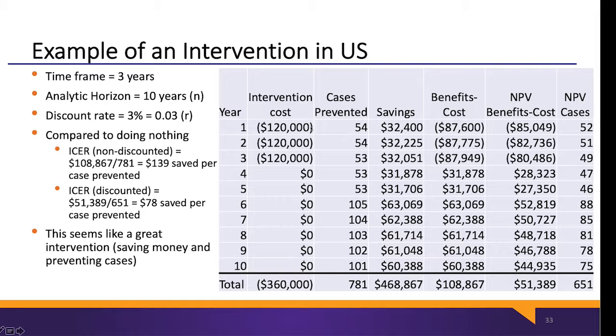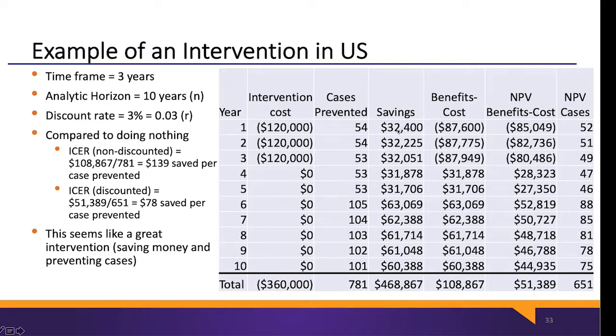Because we have this intervention, we prevent a certain number of cases. And I'm not going to go into detail as far as how these cases prevented are calculated. I do have the calculations, and I will show you if we do have more time. But because of the intervention, these are the number of cases that we prevent by year. So in year 1, we prevent 54 cases. In year 5, we prevent 53 cases. And in year 9, we prevent 101 cases. And when you add all of that up, we prevent 781 cases.